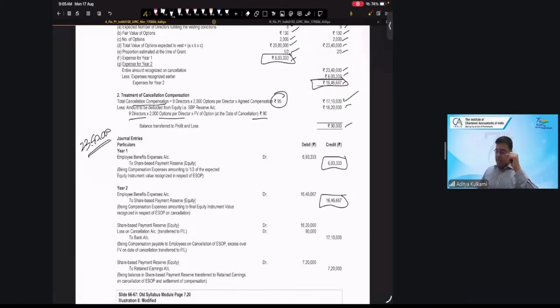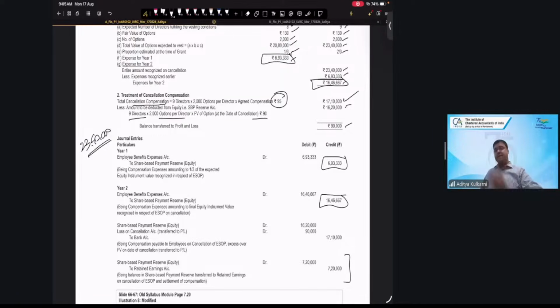Now the question is, what happens to the balance? I had 23 lakh 40,000, of which 16 lakh 20,000 is utilized towards cancellation compensation. So the balance 7 lakh 20,000, we will move it to retained earnings.